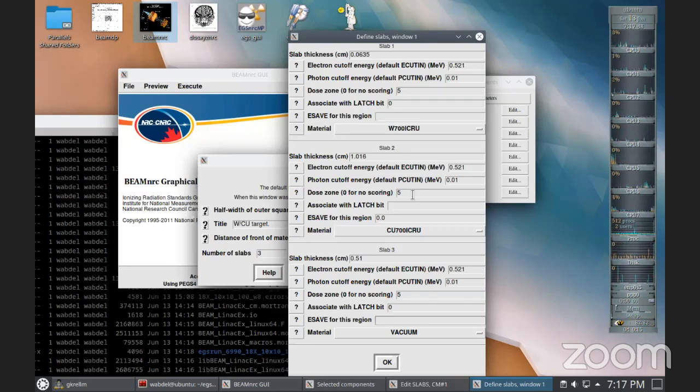So it's not just a numerical sum, but it actually takes the energy divided by the total mass. That's how it is. Now, of course, probably this is not an interesting region where we actually want to score the dose, but it's possible. We can put 5 here and so on. Now, the latch, I'm going to come back to it.